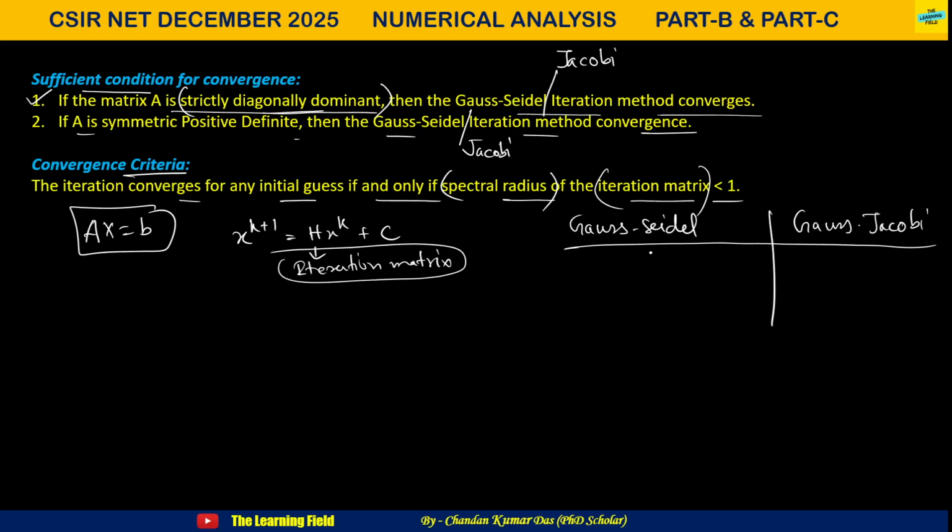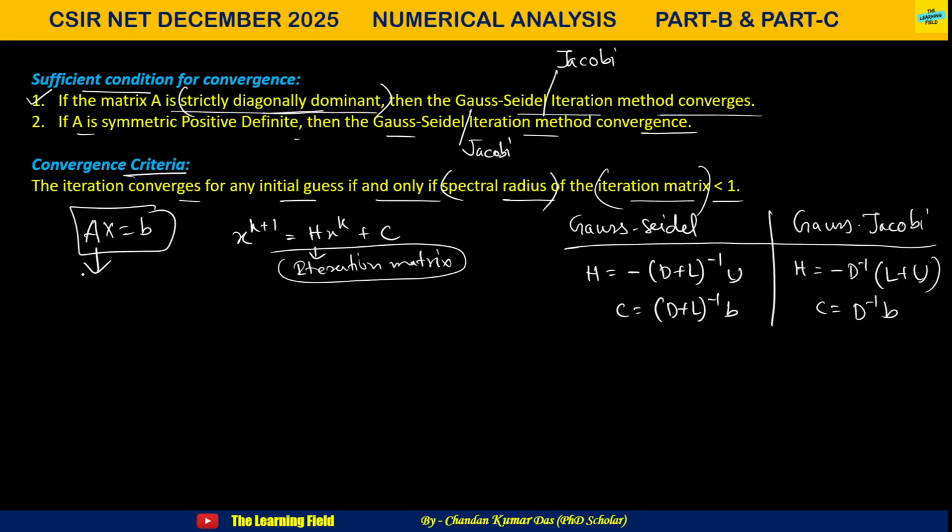So for the Jacobi method, this matrix H is minus D inverse into L plus U. What are D, L, U? I will come to that. And C equals D inverse of B. And for the Gauss-Seidel method, the iteration matrix is equal to minus D plus L inverse into U, and C equals D plus L inverse into B. So these are the two iteration matrices for the Gauss-Seidel method and the Gauss-Jacobi method. Now, what are D, L and U?